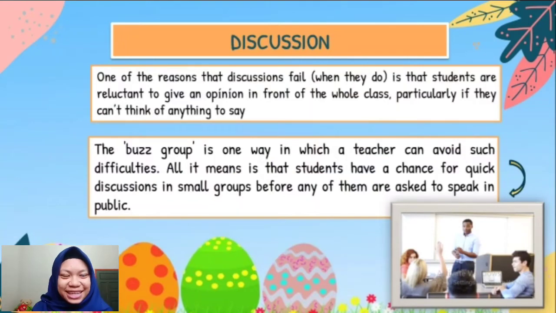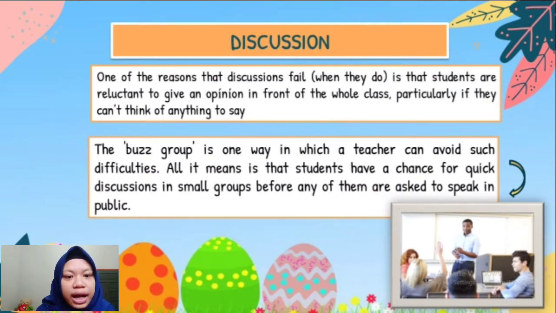I'm Cindy Lestari Hasanah. I would like to continue with the next material. The next material is discussion. One of the reasons that discussions fail when they do is that students are reluctant to give an opinion in front of the whole class, particularly if they cannot think of anything to say. They have no ideas to convey.